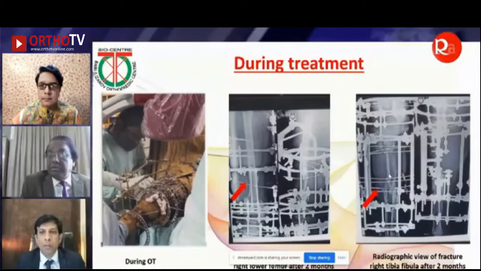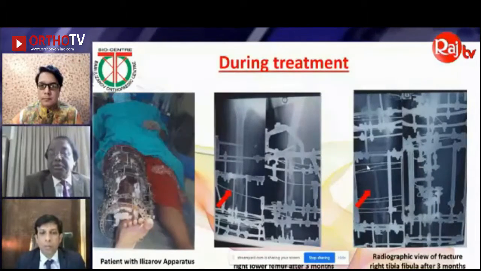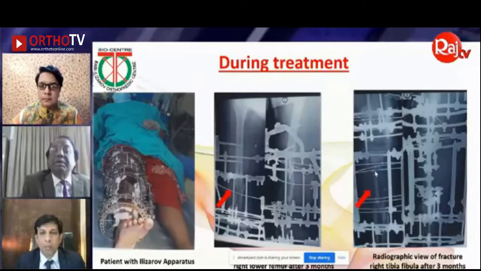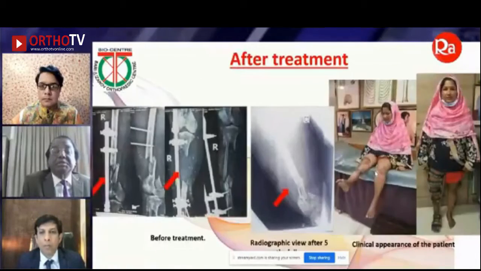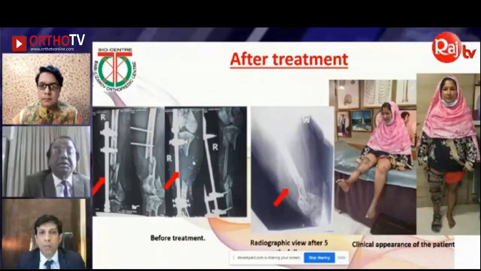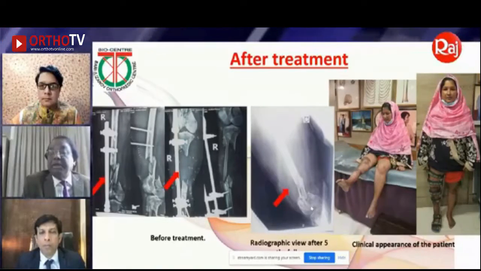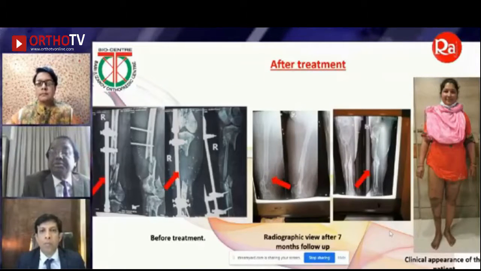See here in the distal part. And now you can see during treatment, sequential x-rays. And this is the lady. And this is, you can see from here to here. From here to here. This is coming. Now clinical appearance of the patient. You can see she's happy.